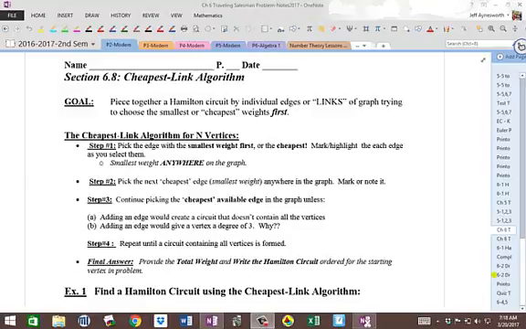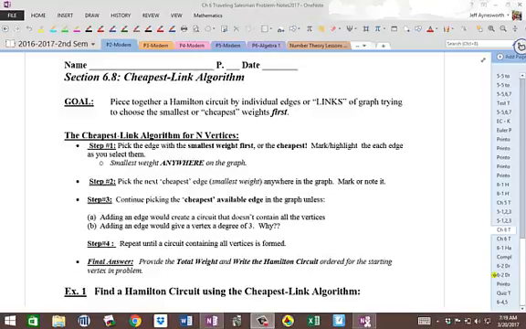Our goal is to find a Hamilton circuit by choosing edges that have the smallest weight, or if it's a cost, the cheapest. That's why it's called the cheapest link algorithm, because sometimes these weights represent costs. In real life, that's the case many times. So we're going to pick the edge with the smallest weight first, anywhere on the graph. You can think of it as the smallest weight, the least weight, or the cheapest. We're going to highlight them, so get out your red pens or your highlighters, and we're going to highlight the edges as we select them.